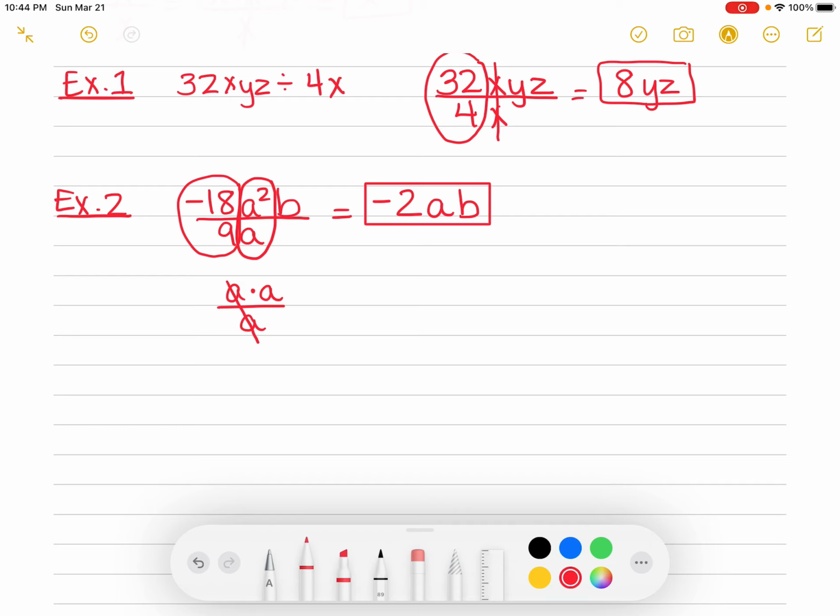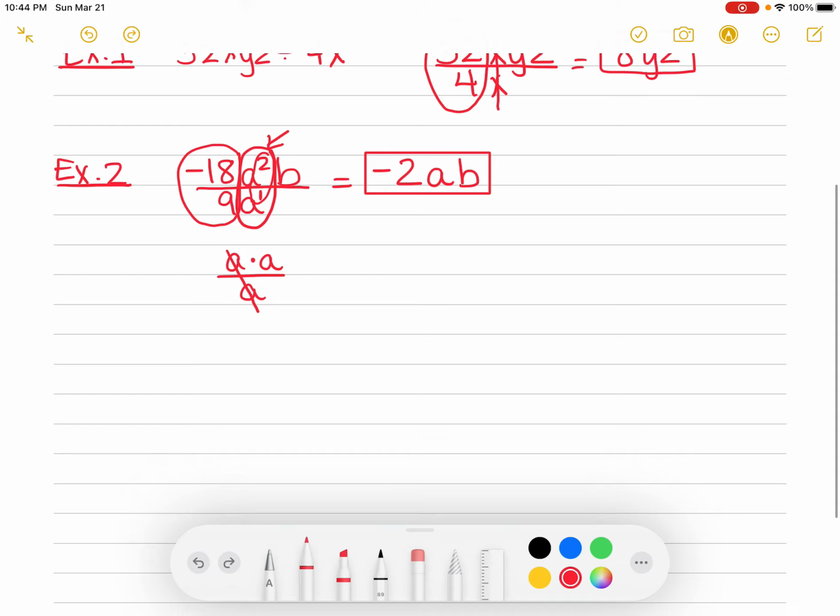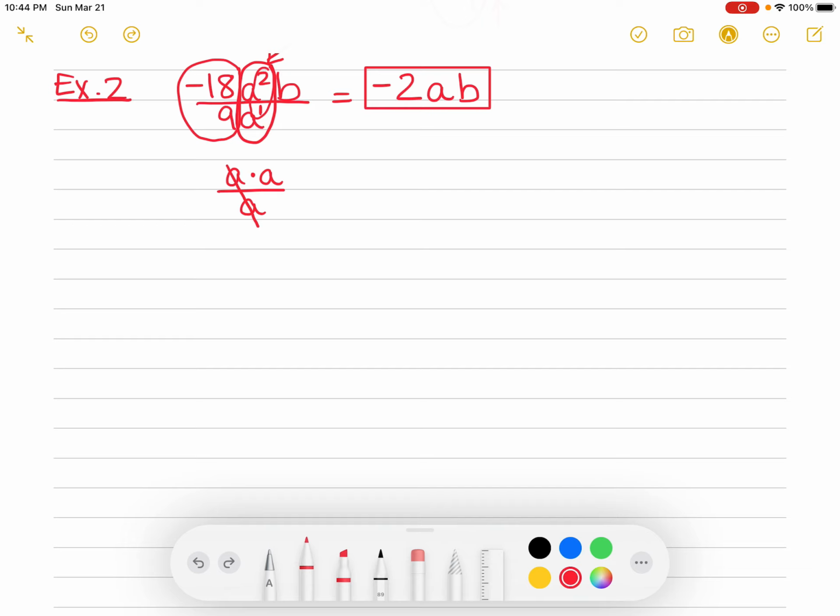The other way you could have done these a's is to say, I know this is a 1 here. When you're dividing variables with exponents, you subtract. So 2 minus 1 is going to give you 1. That would mean this a has a 1 on it, but we don't put 1s on our variables. We just leave them alone.